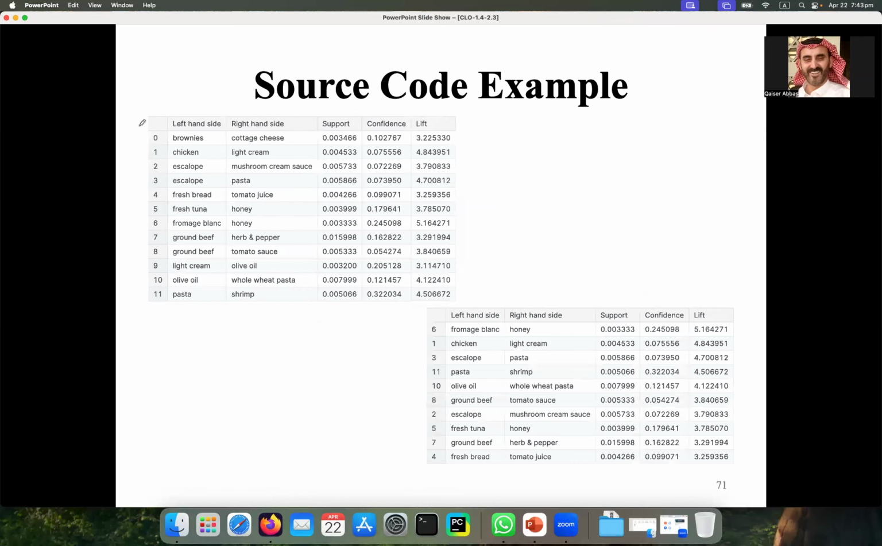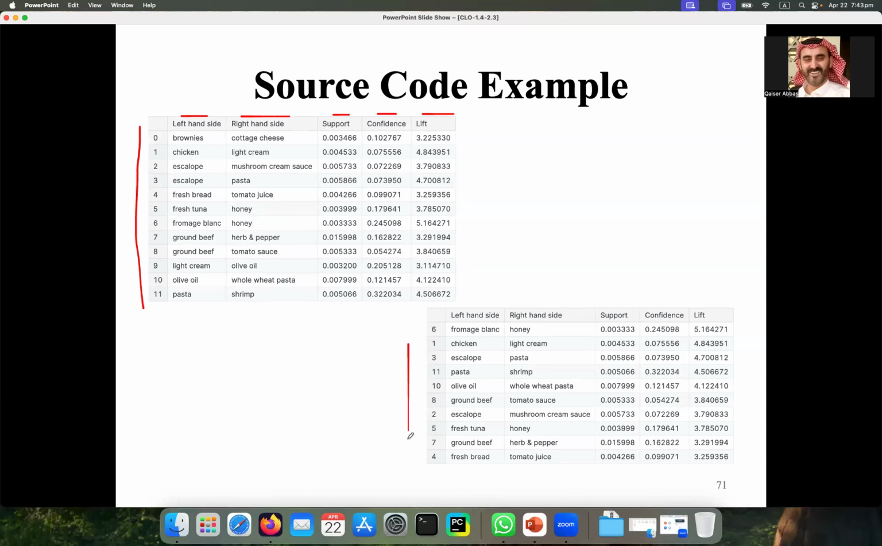And then here we have run our Apriori algorithm on that data, and then you have only 11 rules remaining. This is the left hand side of the rule, this is the right hand side of the rule, and this is the support value calculated, confidence calculated, lift calculated.